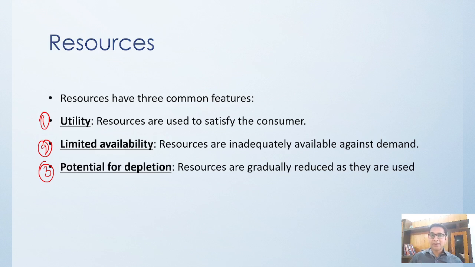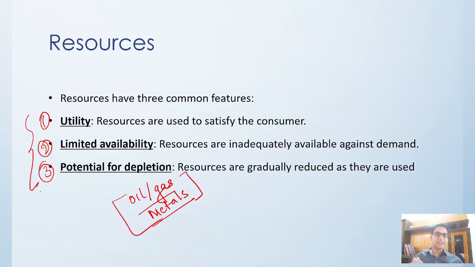Then it has very limited availability. It is highly inadequate, it is not freely available, it is not ubiquitous. And obviously it has a potential for depletion, like oil, gas, metals. All have a potential for depletion. So anything which caters to these three things, we call it a resource. So these are the three important common features of resources, correct?